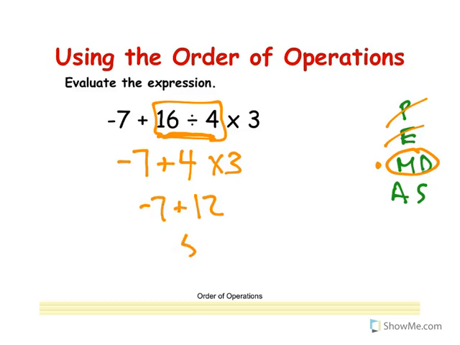Now I've got -7 plus 12, which is going to give us +5. Guys, this is the way that I want you to show the work in your notes. This is the way I want you to show it for your homework, okay? We're not going to just put an answer. That's going to tell me you used the calculator and you just put it in and got your answer. You get no credit for that. I need to see all the steps.